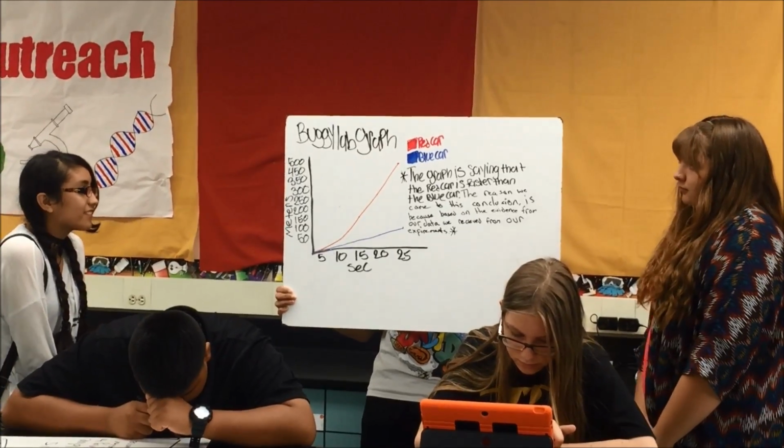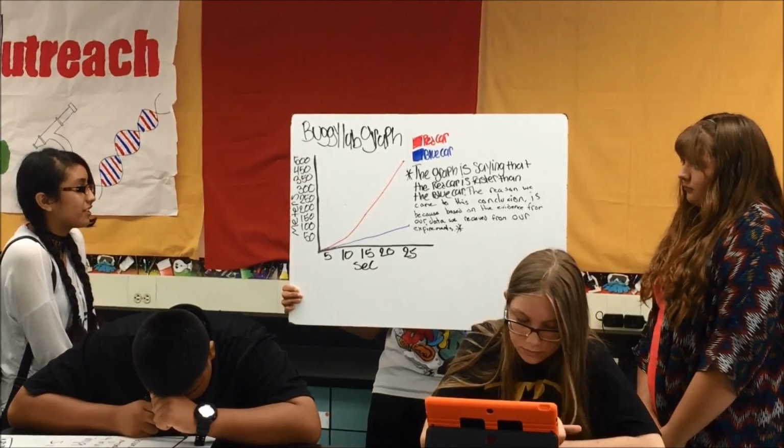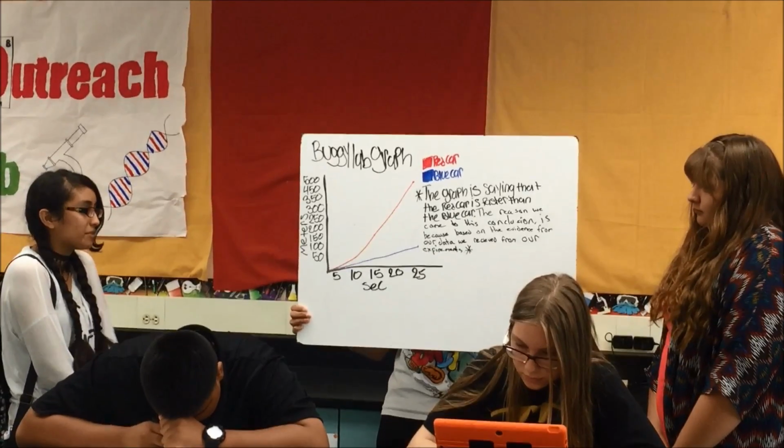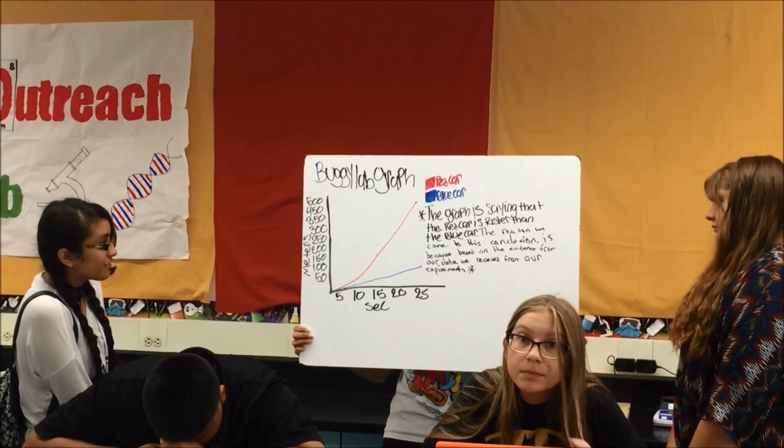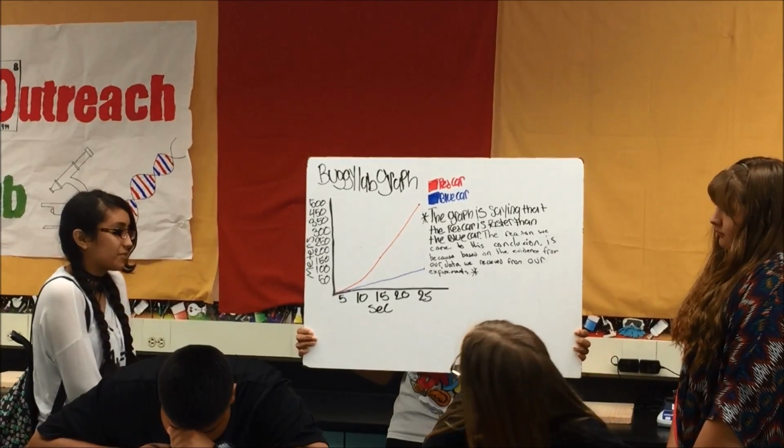The graph is saying that the red car is faster than the blue car. The reason we came to this conclusion is because based on the evidence for our data we received from our experiments.